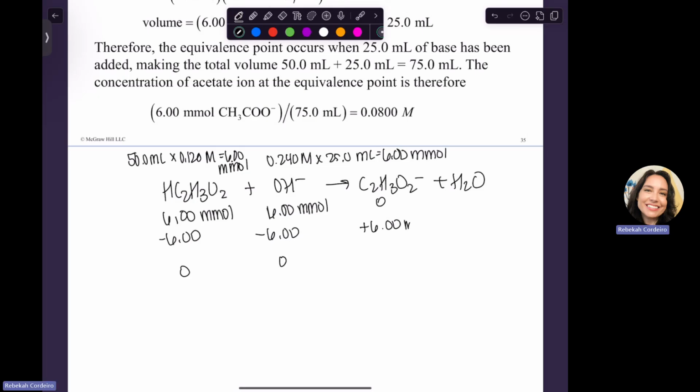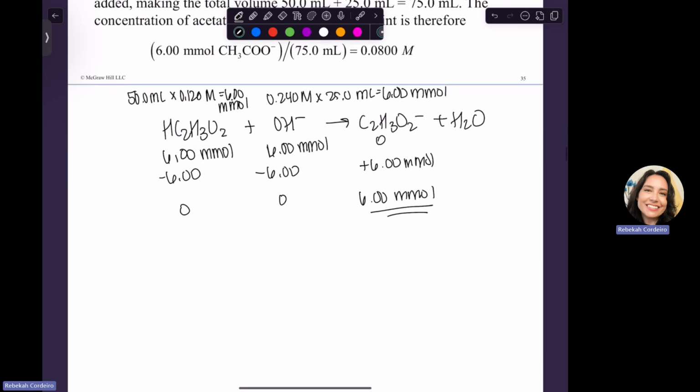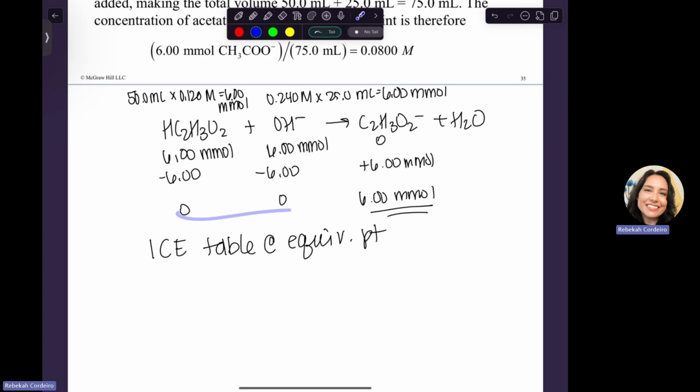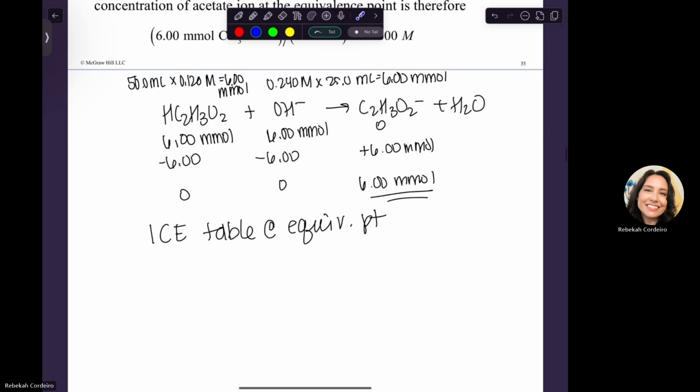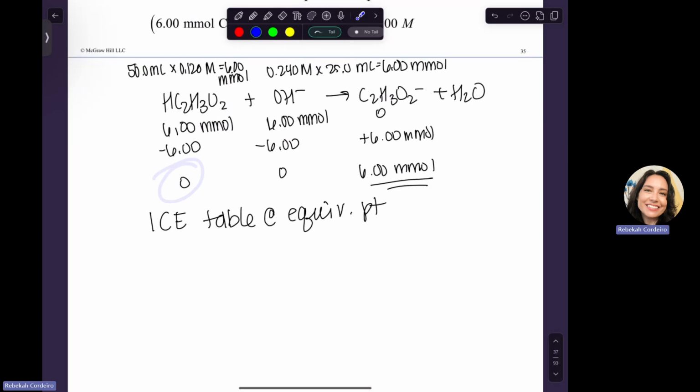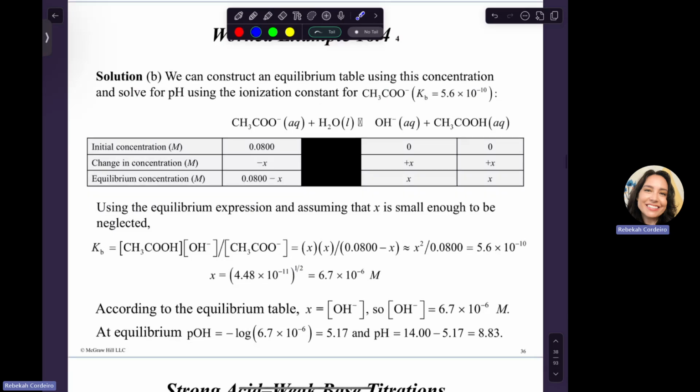And then we'll add. So we wind up at the end of the day with only the conjugate base. So we cannot do Henderson-Hasselbalch. So we've got to do an ice table when you're at the equivalence point, which means you have totally neutralized both. You have no acid, so we don't have the Henderson-Hasselbalch. So we go to do our ice table.